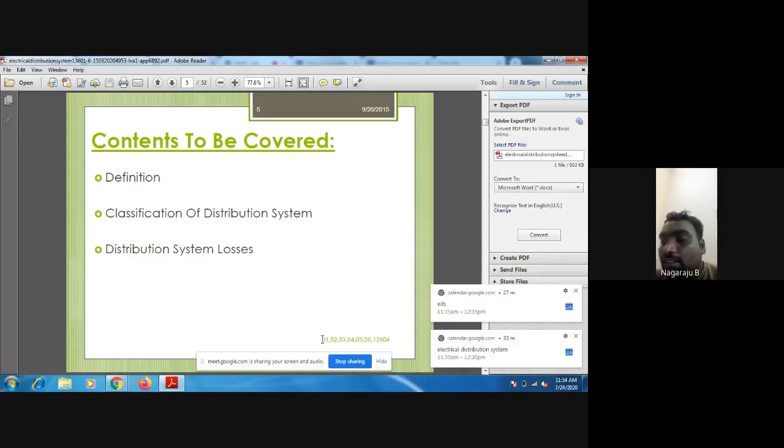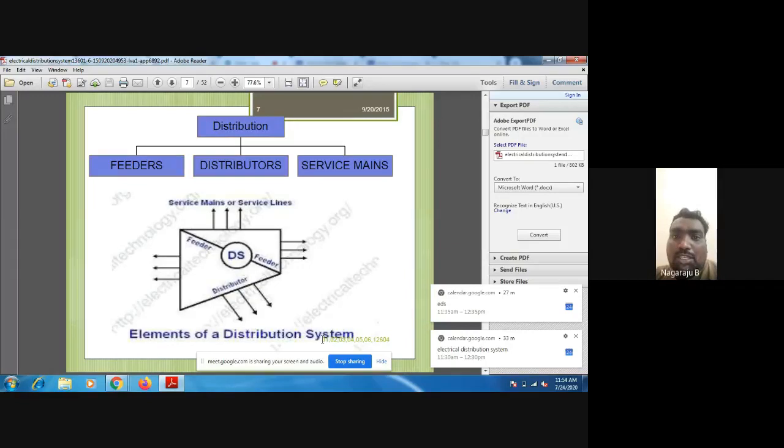Distribution is classified into three parts: one is feeder, one is distributor, and one is serviceman. Servicemen are nothing but service lines. Service lines are connected to the distribution lines, that is, the distributed loads.